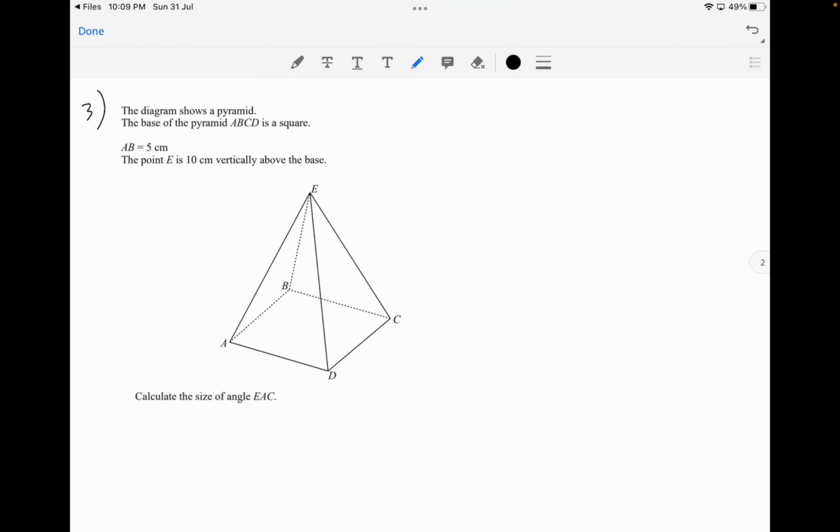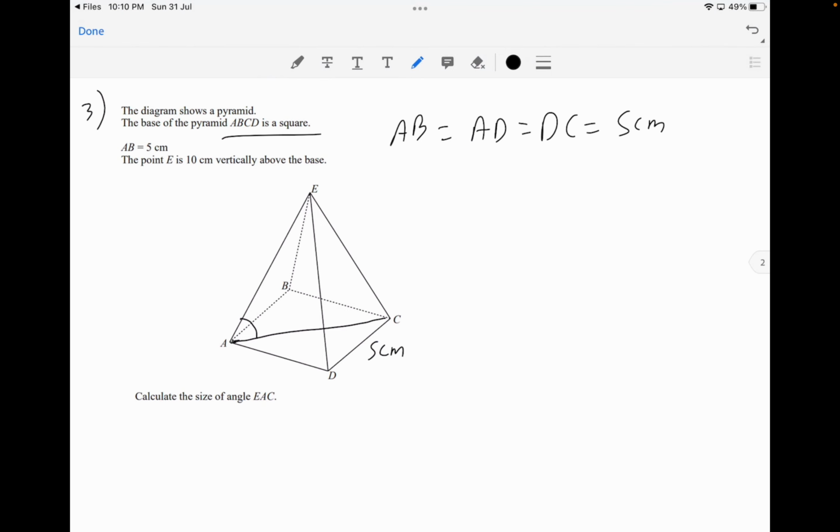Now this is pretty interesting: if we draw some sort of diagonal from point A to C, you're going to see something. So you have to visualize this and find out this angle here. What are the points that you need in order to calculate this? First of all, we're given that AB is equivalent to 5 centimeters. Since the base of the pyramid ABCD is a square, all sides of the square are equivalent to each other. So we know that AB is equal to AD is equal to DC is equal to 5 centimeters.